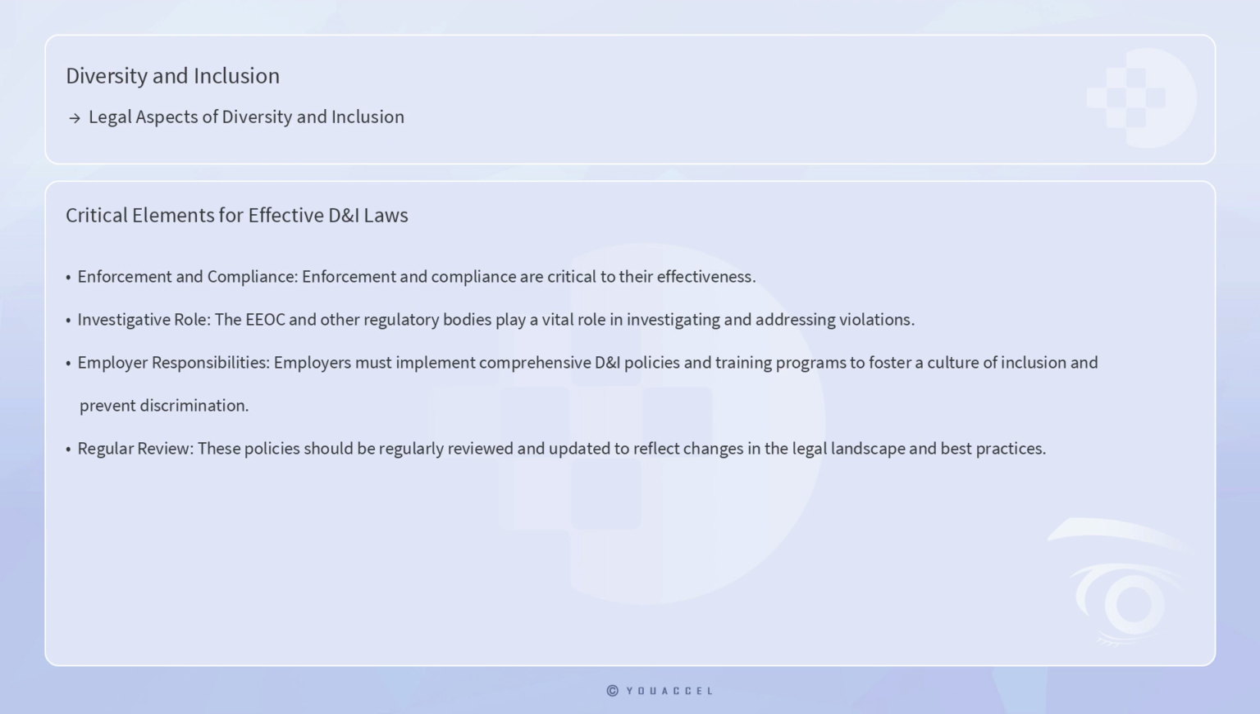While these laws provide a robust framework for promoting diversity and inclusion, enforcement and compliance are critical to their effectiveness. The EEOC and other regulatory bodies play a vital role in investigating and addressing violations. Employers must also implement comprehensive D&I policies and training programs to foster a culture of inclusion and prevent discrimination. These policies should be regularly reviewed and updated to reflect changes in the legal landscape and best practices.